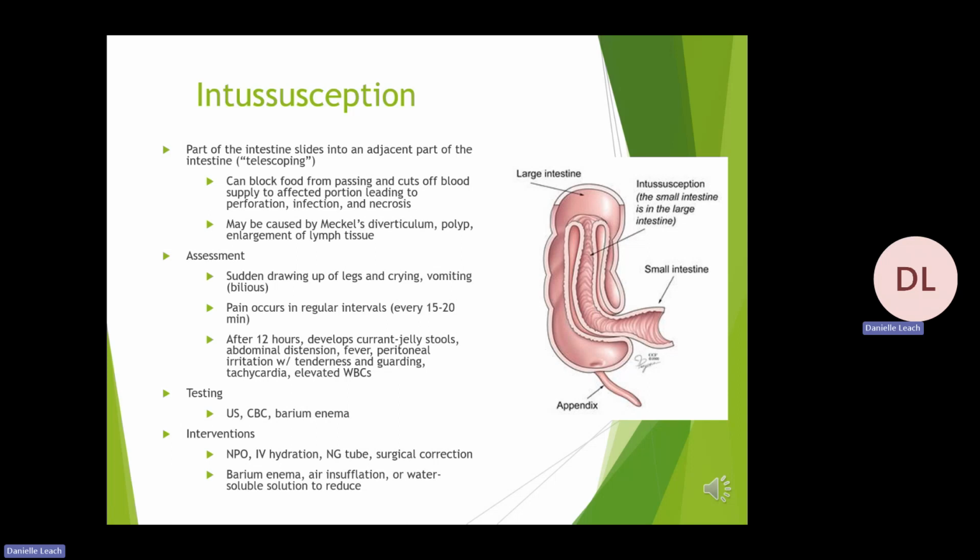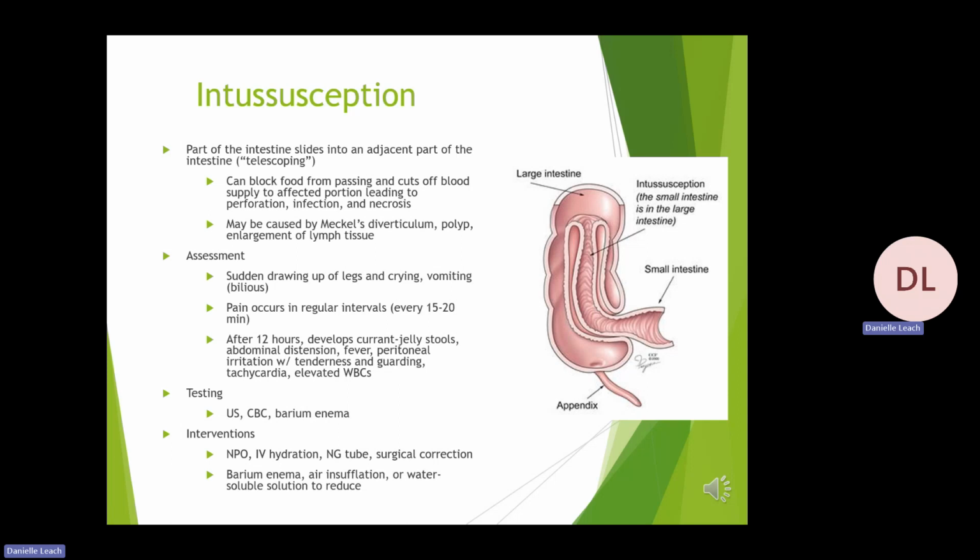So this can be caused by something called Meckel's diverticulum, which is basically sort of a genetic anomaly that occurs in some people. Some people it doesn't cause any problems, but it's basically little outpouchings of the intestines that can become infected and cause things like intussusception. It could also be caused by polyps, enlargement of lymph tissue, or sometimes they just don't know what the cause is.